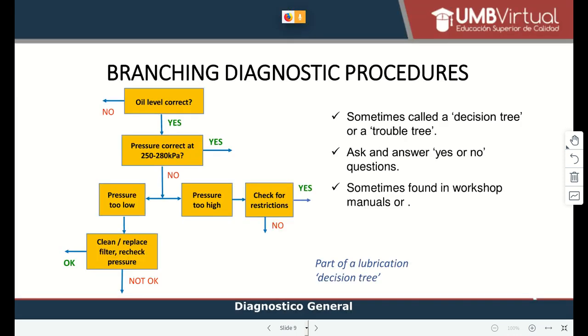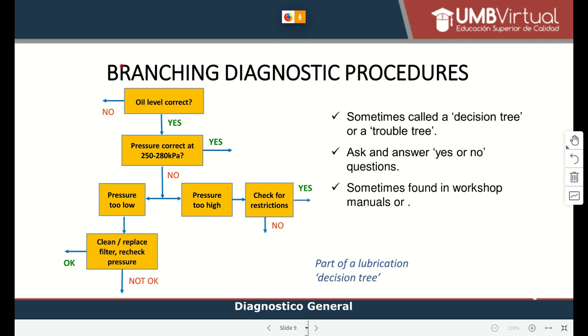And we have here another branch, some kind of block diagram, sometimes called a decision tree. This is an example. It's absolutely possible that a diagnostic procedure like this one can be given by any manufacturer. So you have: is the oil level correct, yes. Is the pressure correct? Check the pressure, and it should be between these specifications. If it is not, it could be pressure too low or too high; check for restrictions. If it is too low, for example, clean or replace the filter, then check the pressure.